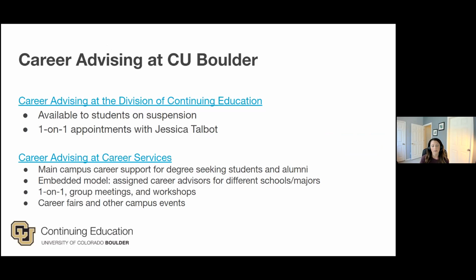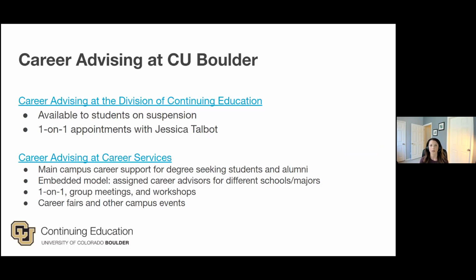And then the last slide here for career advising is for those students on suspension. They really have two options for career support. So they are welcome to work with me in continuing education. So I offer one-on-one appointments with students that are on academic suspension. And then they can also meet with main campus career services. So that office offers career support for all degree seeking students. So anybody that's pursuing a degree, whether they're on academic suspension or not, and also for alumni.